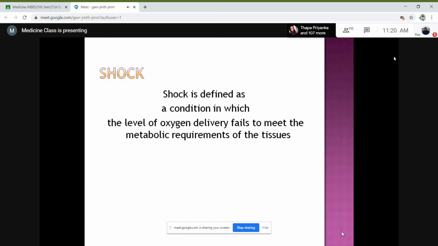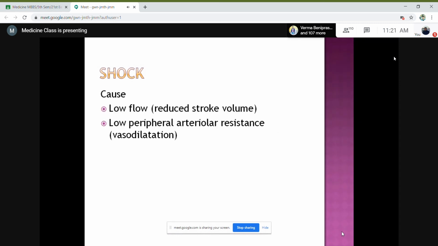So we'll be starting with shock. Okay, so it is defined as a condition in which the level of oxygen delivery fails to meet the metabolic requirement of the tissues. Okay, so there will be imbalance between the oxygen demand and the supply to the tissues. Okay, so the causes may be low flow due to reduced stroke volume or due to low peripheral arterial resistance because of vasodilatation.